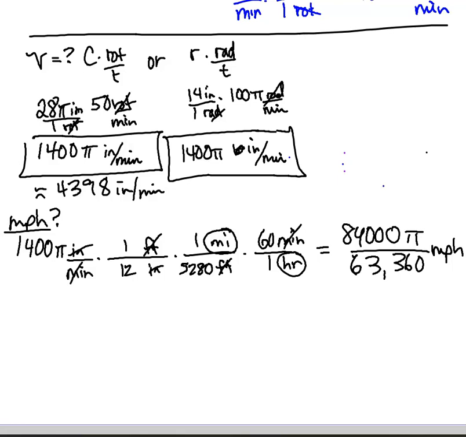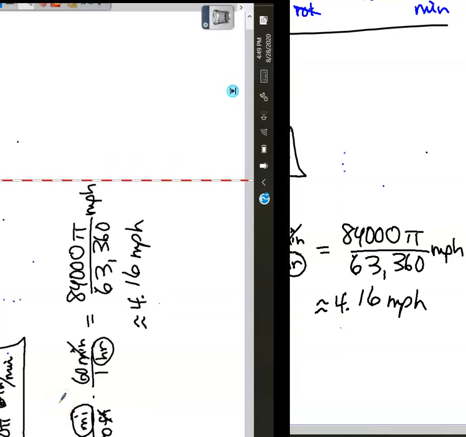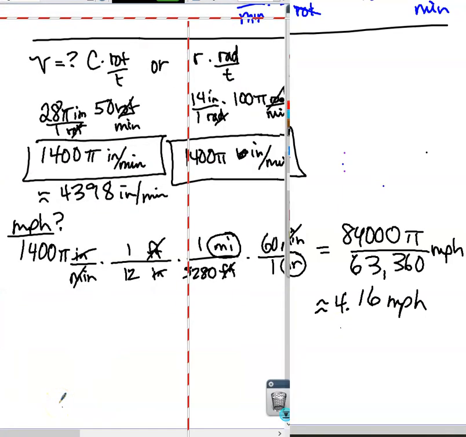And I'm a math teacher, right? So let's convert it to something useful. I'm actually going to do 84,000 times pi, and then I'm going to divide it by that 63,360. Okay, now doesn't this just make you so happy? 4.16 miles per hour. Now that makes sense. I can think of someone going about 4 miles per hour. And I got to tell you guys, it's pretty slow. We're not going that fast. So just note to self, on our bike, we must be just strolling along.